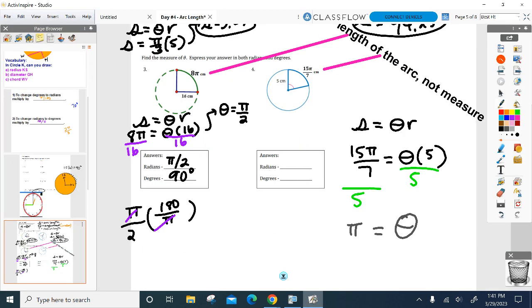What are we in radians? 3 pi over 7. Yeah, thank you. And now let's put it in degrees. You're going to get a decimal here. Let's round to the nearest tenth.